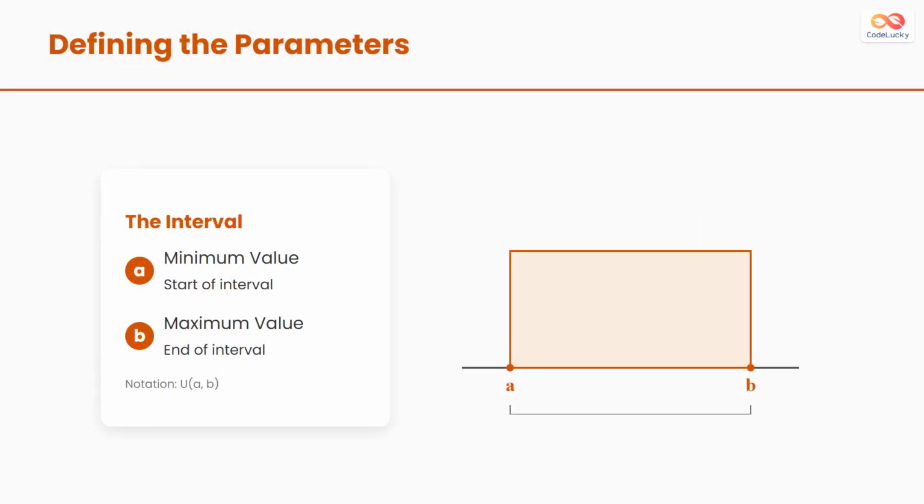To describe this distribution mathematically, we only need two parameters. We call the minimum value A and the maximum value B. The distribution exists strictly between A and B. The total width of our distribution is simply the difference between them, B minus A.